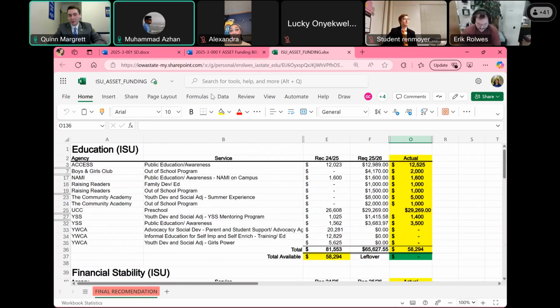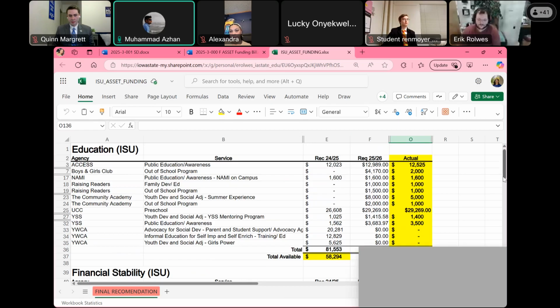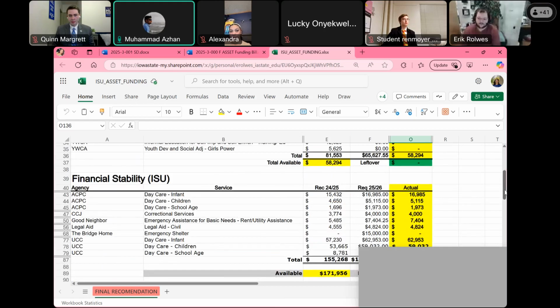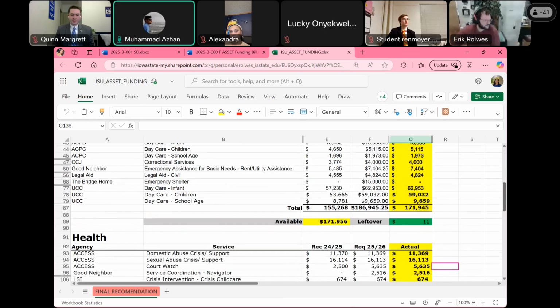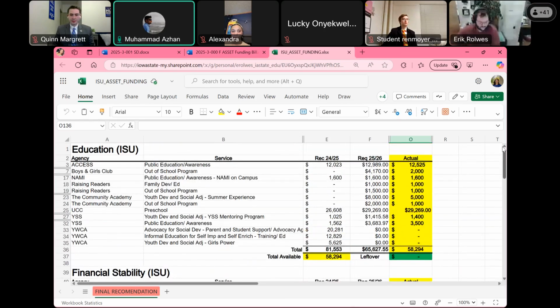Starting with Senator Azan. Hey, Eric, quick question. I can see some of the fund organizations are not funding this year, let's say Bridge Home, emergency shelter. Is it precedent? Because I do remember last time when we were having this ASIT discussion, they were mentioning that they supported some of the ISU students, but the number was not significant. Is it similar or have things changed?